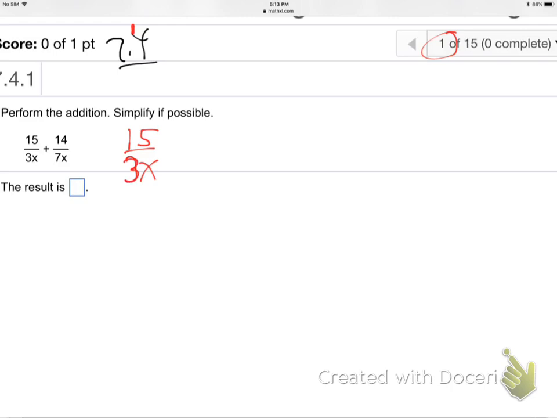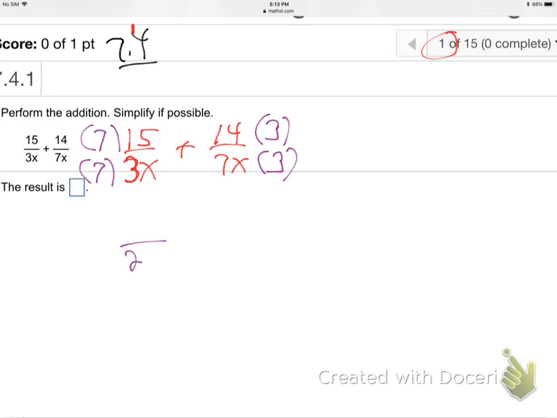To make these fractions have a common denominator, basically we have to multiply by the other one. I've got to multiply top and bottom of this one by 7, top and bottom of this one by 3, and then in both cases, both denominators will become 21x, won't they? The top here, 7 times 15, you can use a calculator if you need to, it's 105, and 3 times 14 is 42.